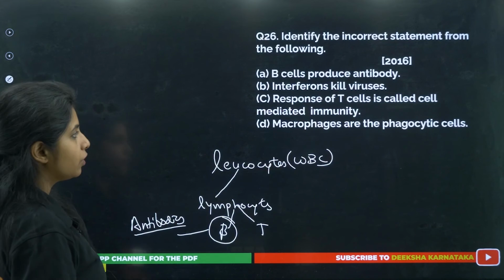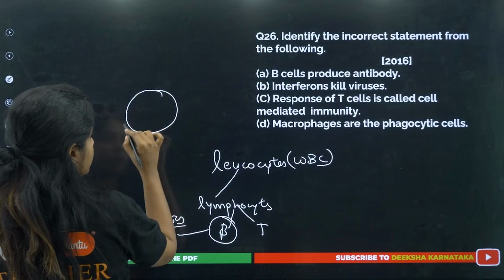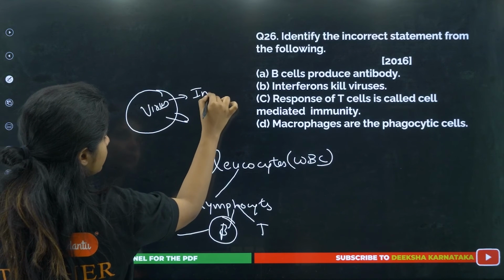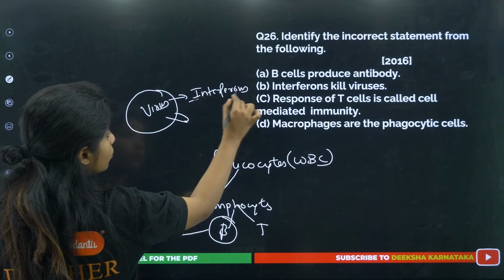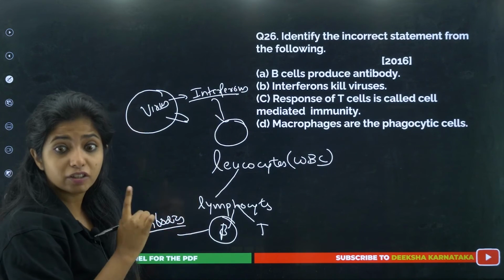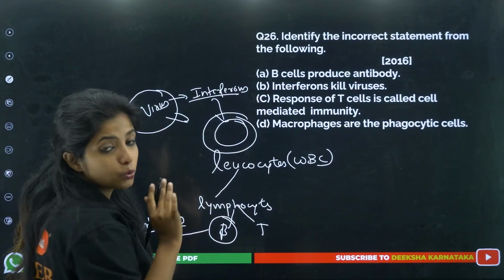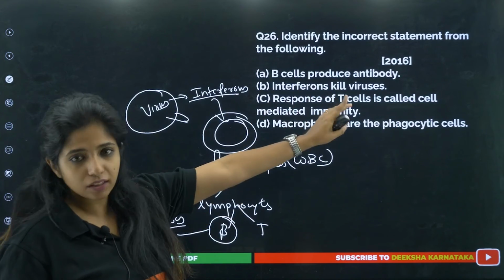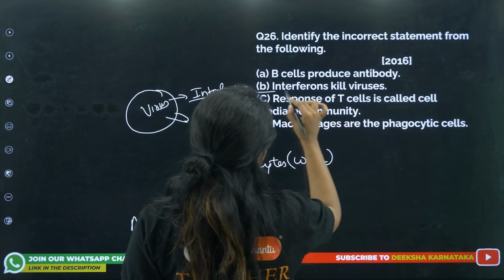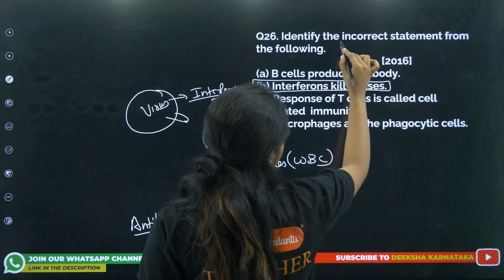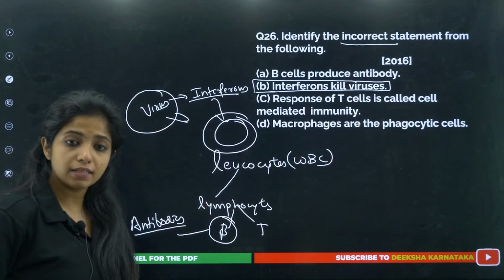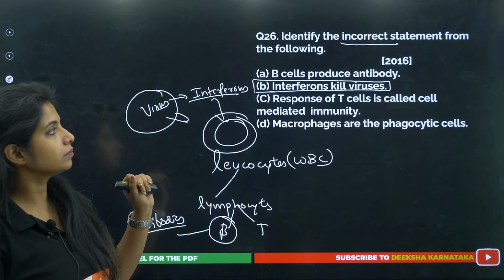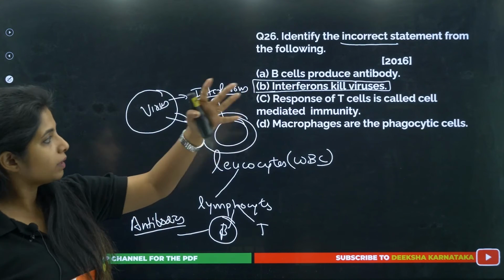Interferons kill viruses. Interferons are what, children? For example, this cell is affected by a virus. Since it is affected, it will release something known as interferons. These interferons tell other cells that there is a problem going on, so be safe. That's the only thing they do. They alert the other cells that there is a viral infection. It does not kill the virus. So this is exactly wrong, and this is the incorrect statement we had to find. By alerting, it calls other cells to come and save the cell.